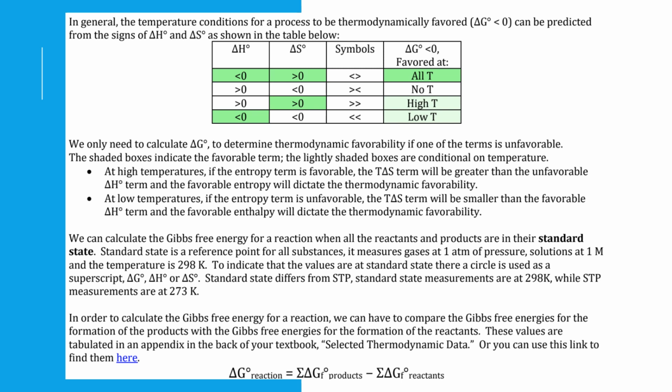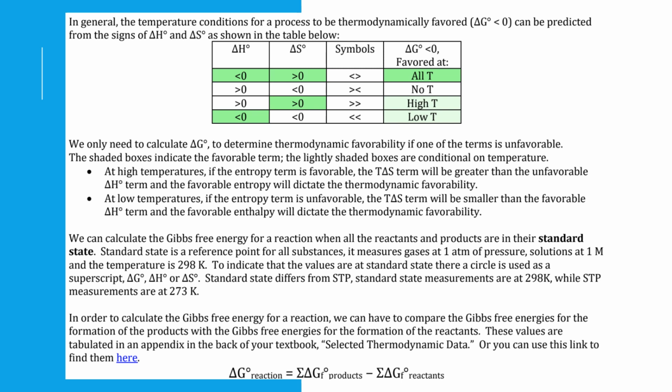At high temperatures, if entropy is favorable, the T delta S term will be greater than the unfavorable delta H term, and the favorable entropy will dictate the thermodynamic favorability. That's a lot of favorable words in there. At low temperatures, if the entropy is considered unfavorable, the T delta S term will be smaller than the favorable enthalpy term, and the favorable enthalpy will dictate the thermodynamic favorability.